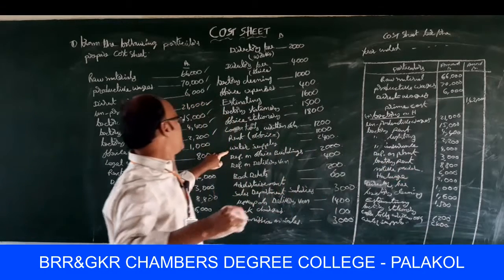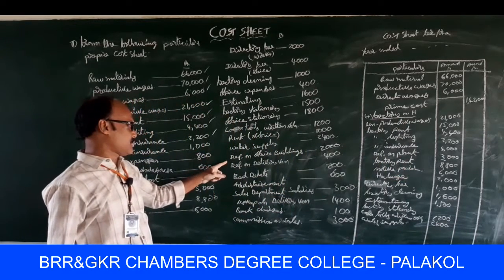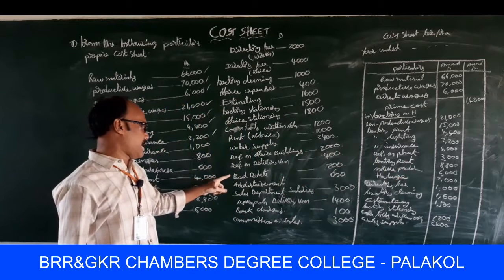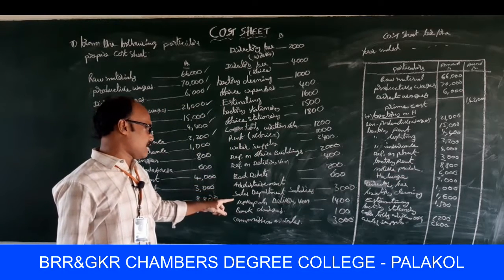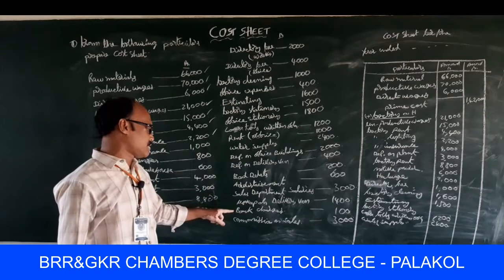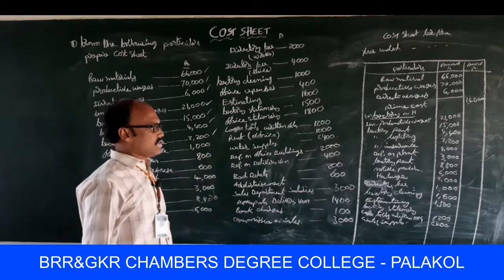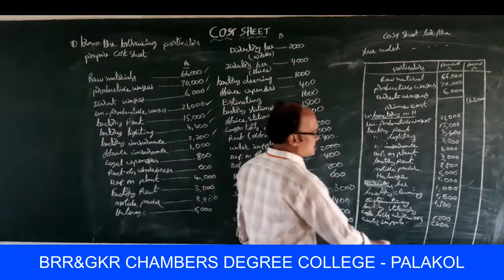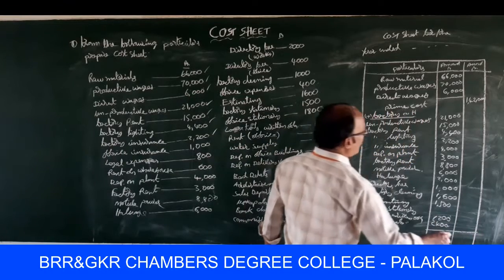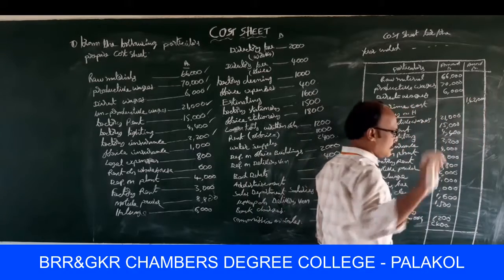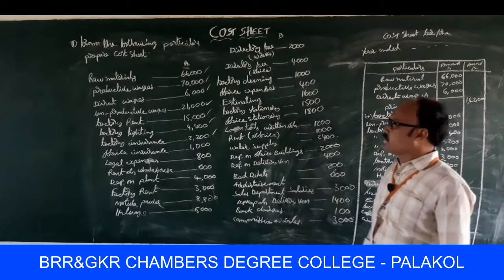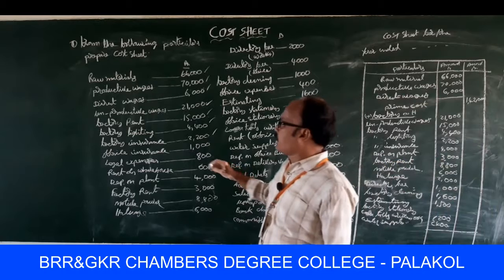Depreciation on office buildings, depreciation on delivery van, bad debts, advertisement, sales department salaries, upkeep of delivery van, bank charges, commission on sales. There are no other transactions for factory overheads. Once again, look at the problem.